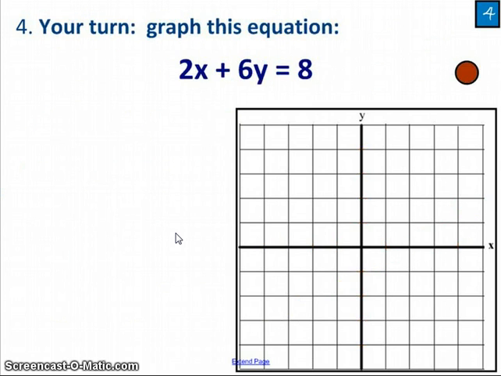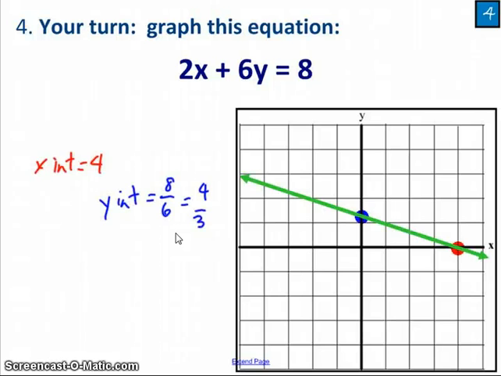Your turn. There's a standard form equation. Go ahead and graph it. Hit the pause button. When you come back, I'll show you the right answer. Okay, I'm going to assume that you did that, and there it is.